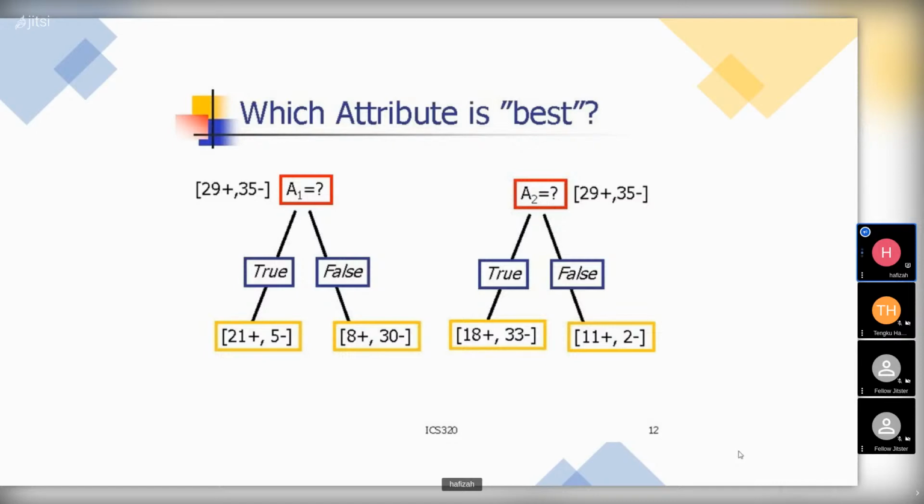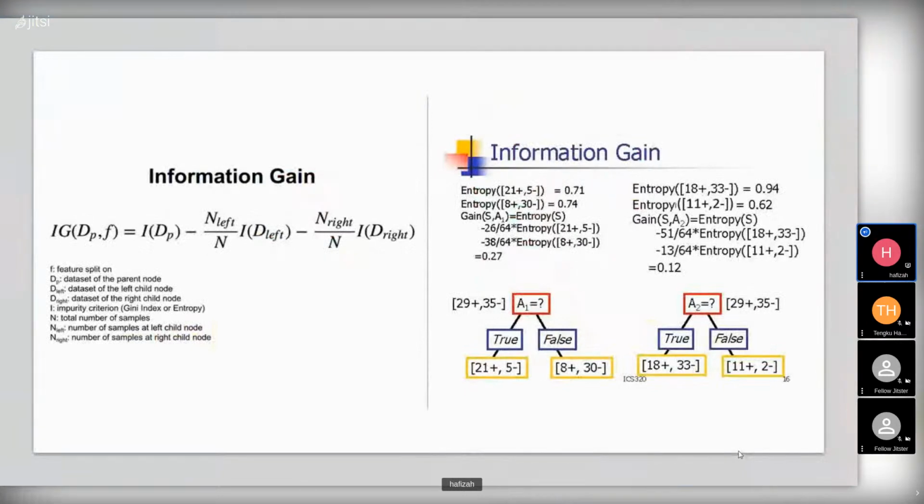We calculate the Gini index and entropy, but how do we decide? We are using information gain. If you have a higher information gain, it means your tree is better. Okay, how to get that? Information gain, when you look at here, this is the information gain.